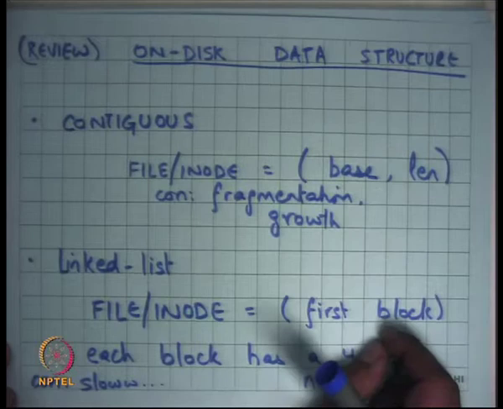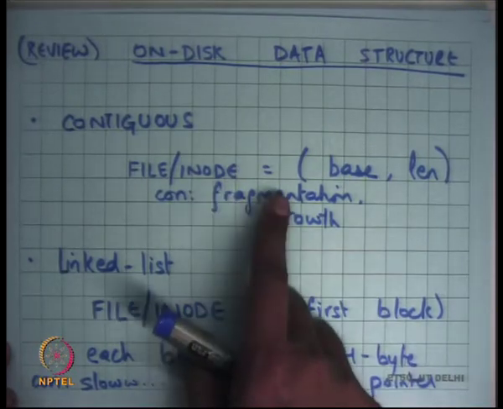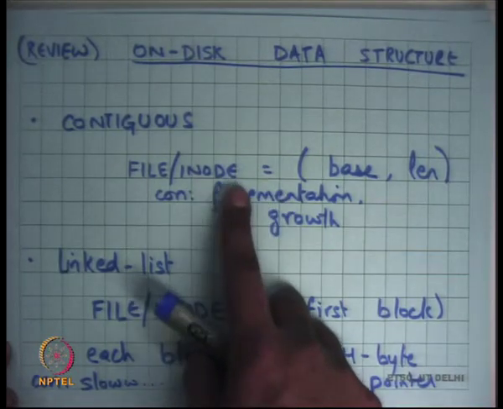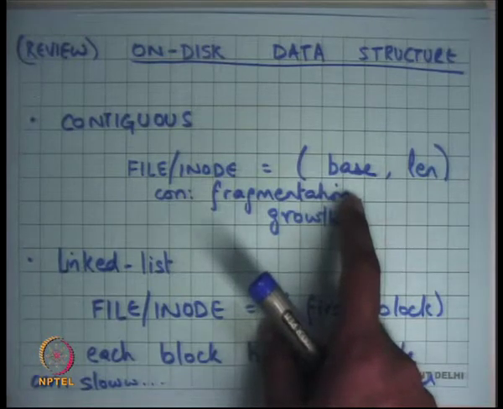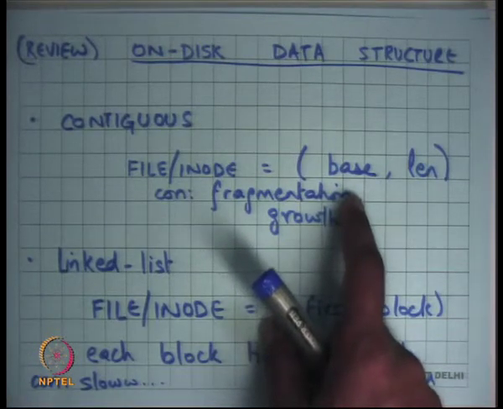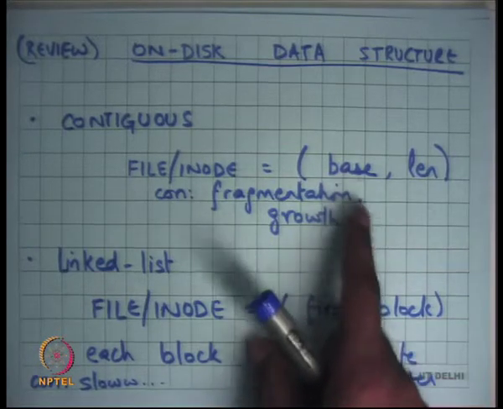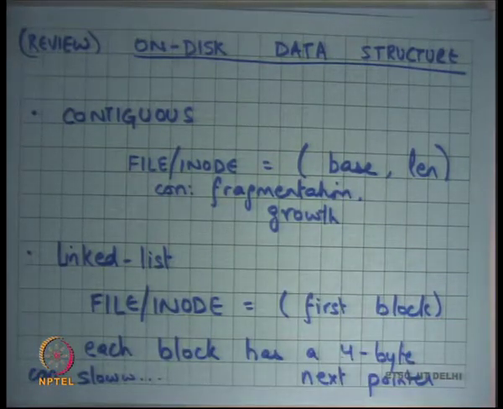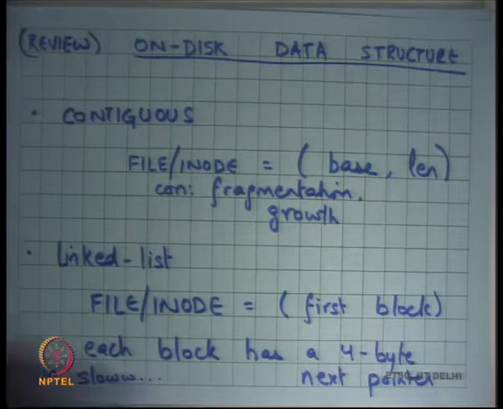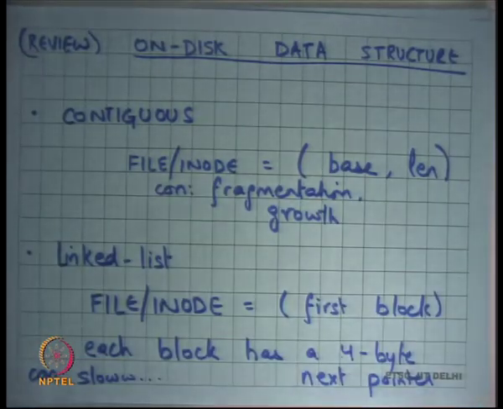One was a contiguous file system, where contiguous allocation means a file or an inode stores a base and a length, and that's where your file resides. The advantage is that contiguous bytes in a file are also contiguous on the disk, so it makes for very fast sequential access of the file. The bad thing about that is fragmentation and growth, similar to what we saw with segmentation in virtual memory.